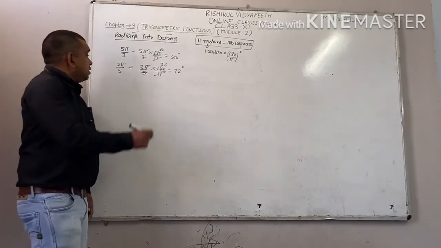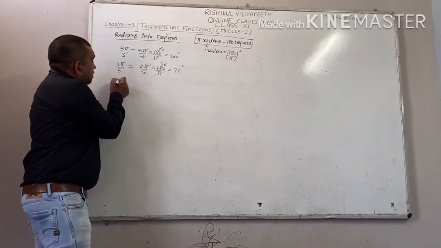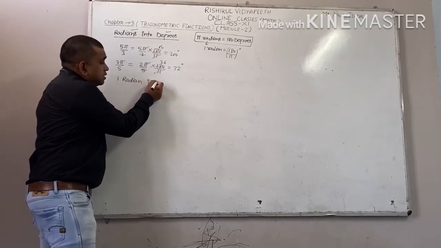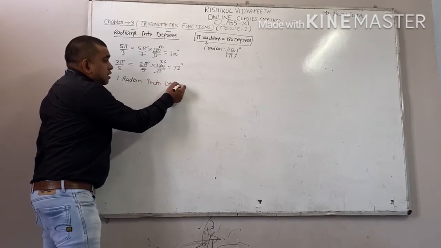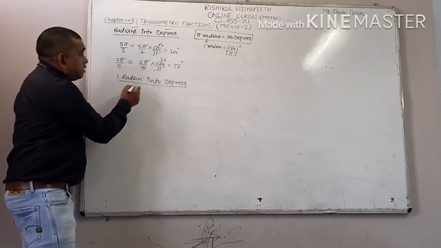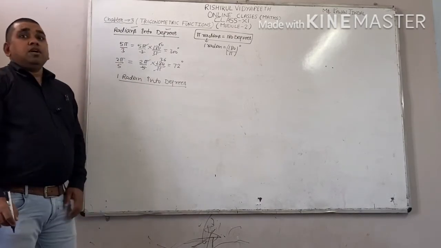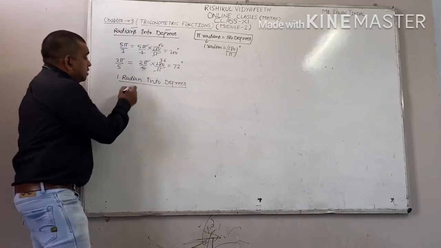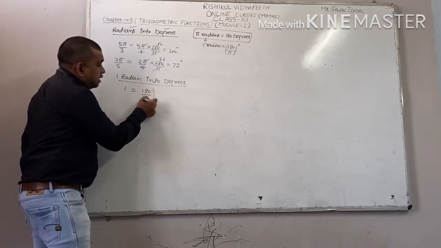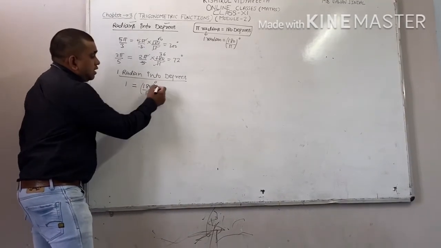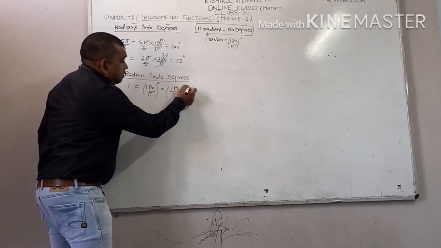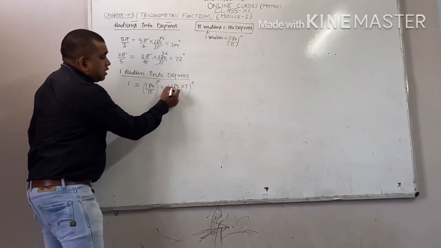Now see one more question. I want to convert 1 radian into degrees. Now see this. How to convert 1 radian into degrees? We know that 1 radian equal to 180 upon pi degrees. Right? Now put the value of pi. Pi is here 22 upon 7. This much degrees.